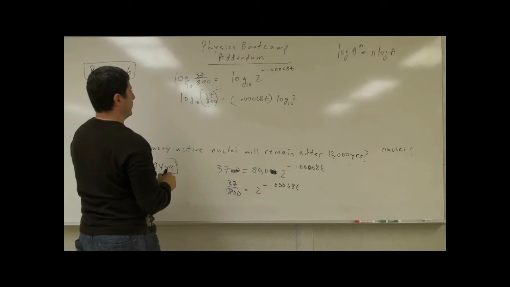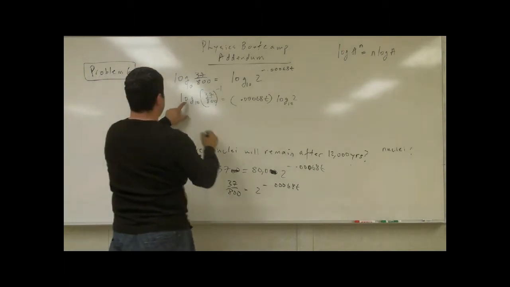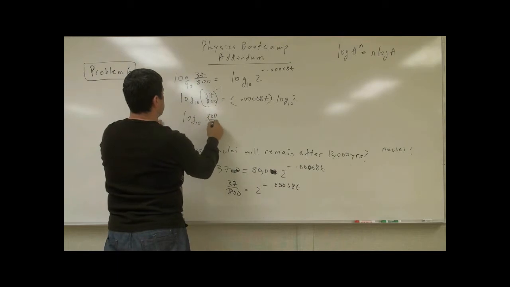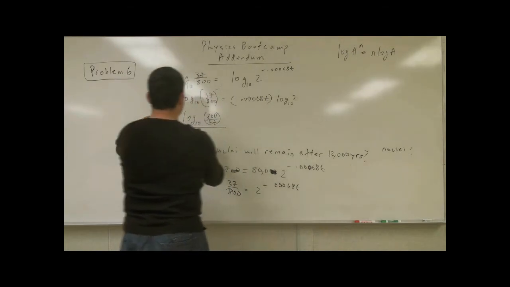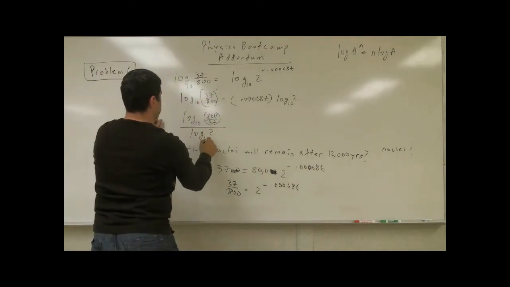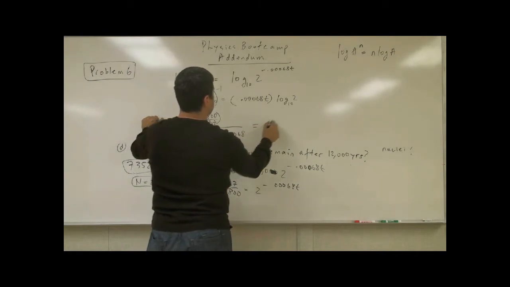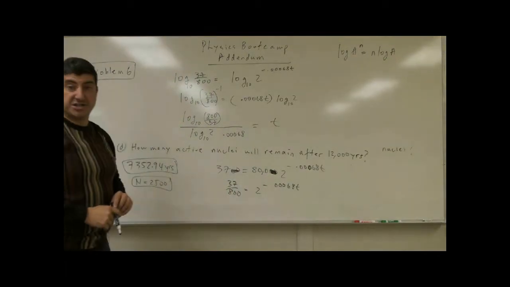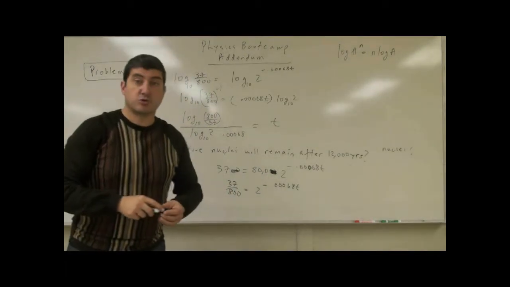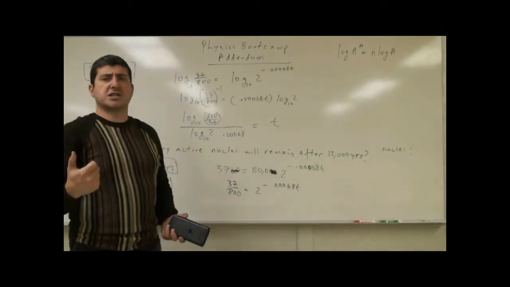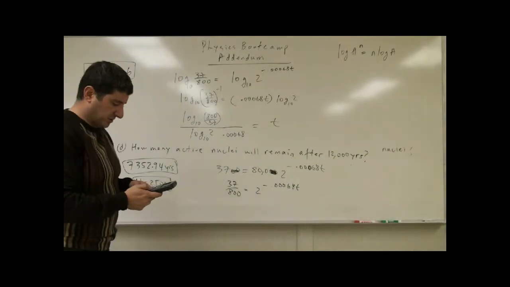So what's the final answer? This is going to equal log base 10 of 800 over 37, divided by log of 2 base 10, and then divided by 0.00068. That's going to equal t. That's how many years it will take to have 3,700 active nuclei, and I predict that it's going to be a certain time less than 7,000 years.